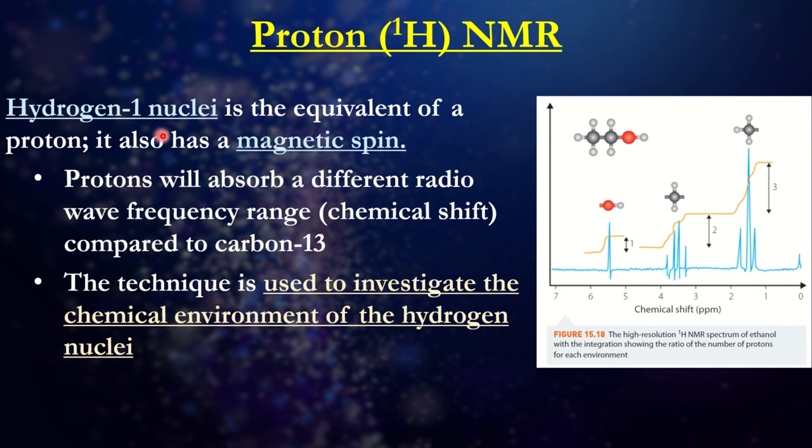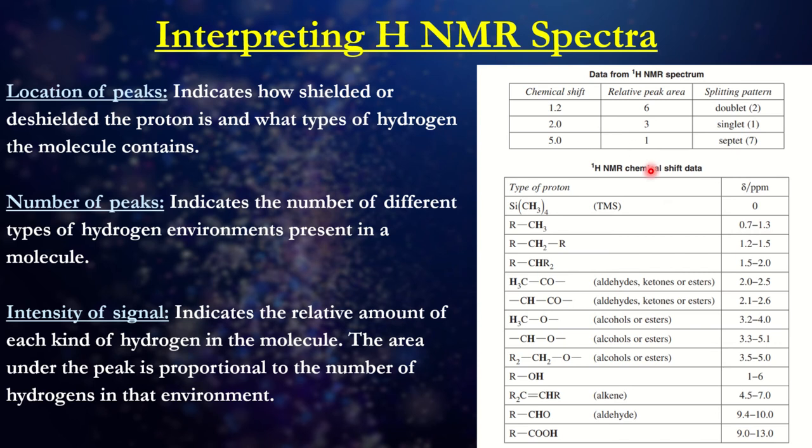Okay. So obviously hydrogen 1 will have a magnetic spin. We can use this to investigate the different hydrogen environments. Okay, so we already talked about this before in terms of the information that can be provided. I'll just leave this on for a little bit if you want to have a quick read and refresh. But you'll actually see each type of hydrogen environment will correspond to a particular chemical shift measured in parts per million.